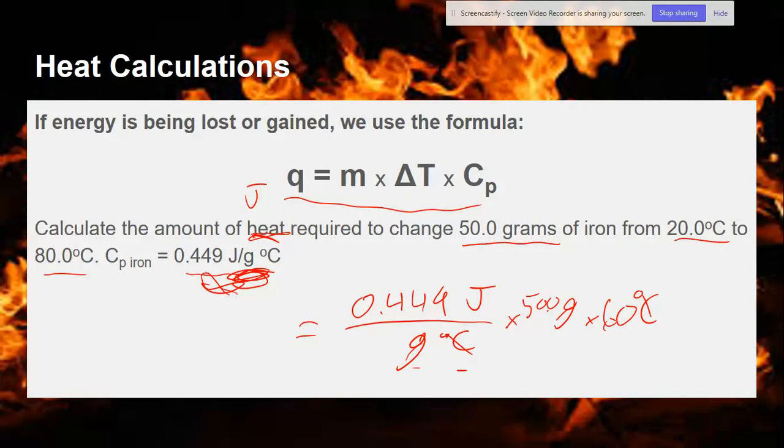And that'll give you the answer. And I don't think I have my calculator too handy. But if we do all that, 0.449 times 50 times 60 gives you 1,347, which should be, to three significant figures, 1,350 joules. But again, I don't go nuts with the significant figures right now. Let's just try to get this concept down.